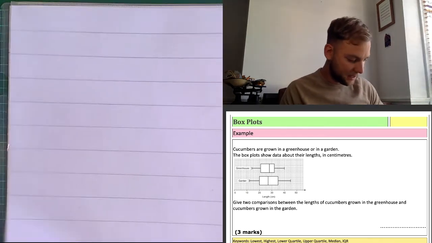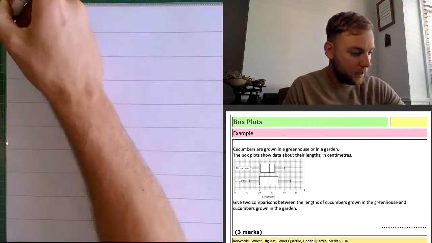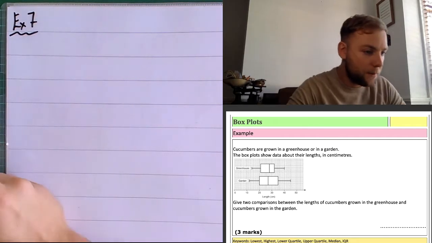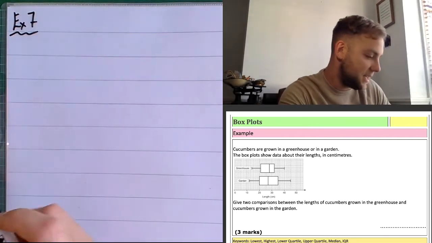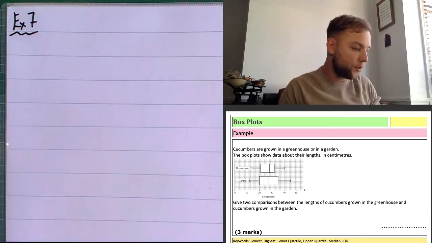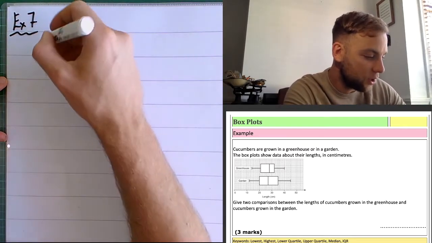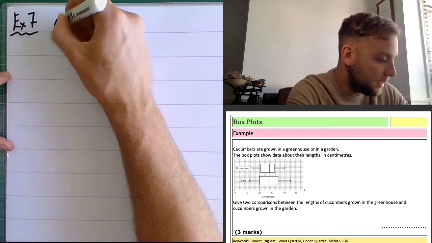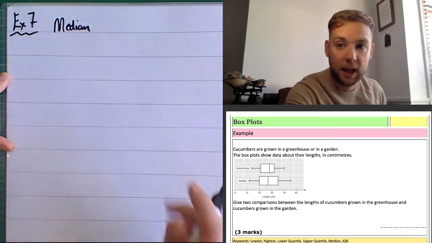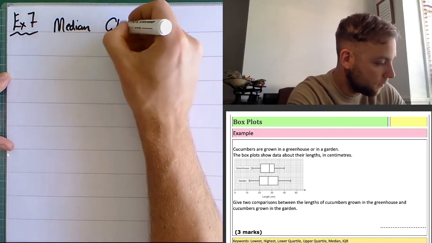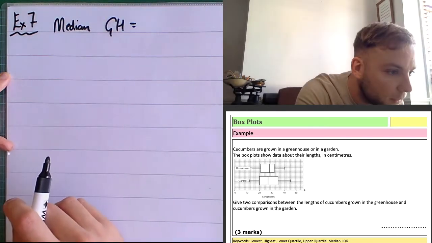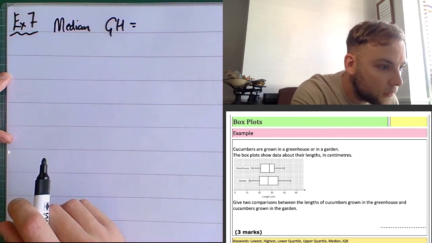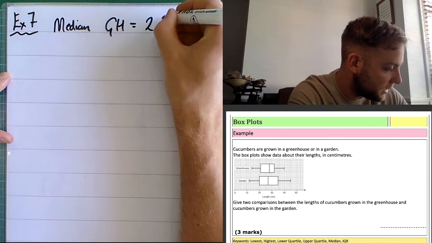So this one here now is example 7. Let's have a look at the median first. So let's first work out what the medians are. So the median in the greenhouse is equal to, let's put one there. So it's going to be 1, 2, 3 over from 25. So the median in the greenhouse is 28.